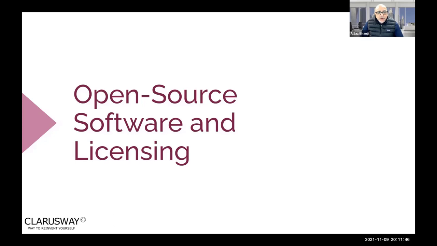Okay. Open source software and licensing. So we've seen lots of examples. We started talking about Linux, and we talked about the fact that one of the differentiating characteristics is that it's open source and it's free. That's what's driven its popularity. And then we talked about open source applications and different types of applications.